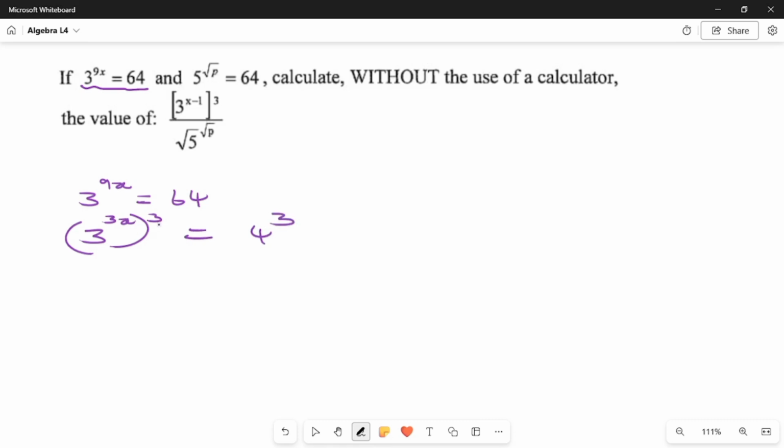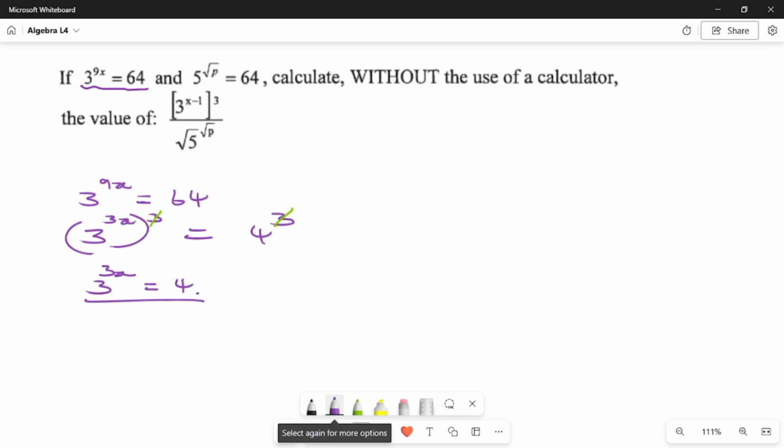The reason why I am raising it to the power of 3 is because we can drop the exponents. That's why I did that. When we have done this, it means we can drop this exponent and we can drop this exponent. Now, what we need to do is to rewrite it. We can just say 3 to the power of 3x is equal to 4, and we leave it like this. And now we move on to the following expression and we simplify the following expression.